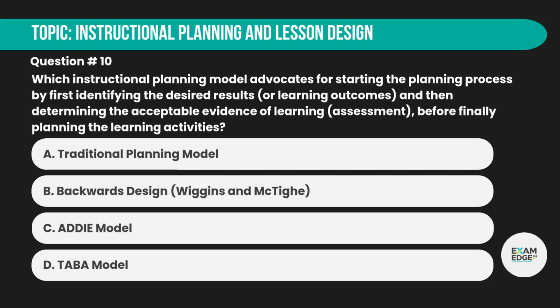Question number 10. Which instructional planning model advocates for starting the planning process by first identifying the desired results, or learning outcomes, and then determining the acceptable evidence of learning, assessment, before finally planning the learning activities? A. Traditional planning model. B. Backwards design, Wiggins and McTighe. C. ADDIE model. D. TABA model. Correct answer: B. Backwards design, Wiggins and McTighe.